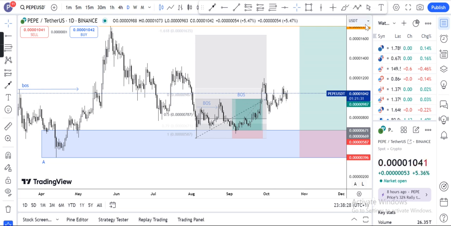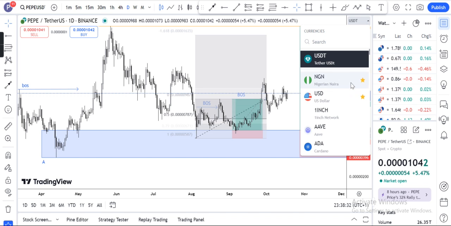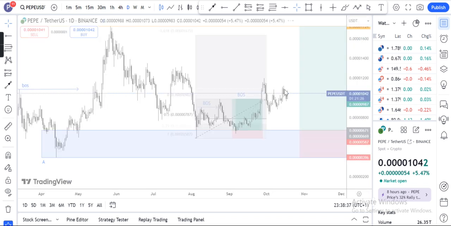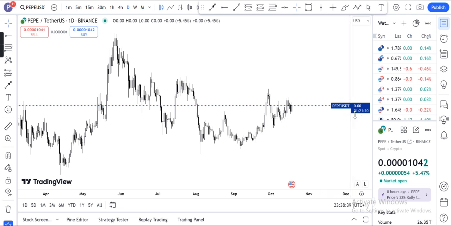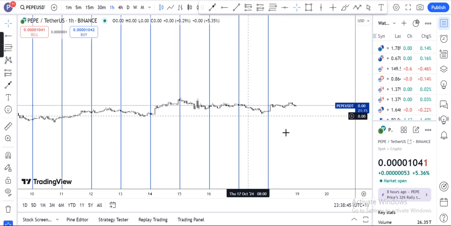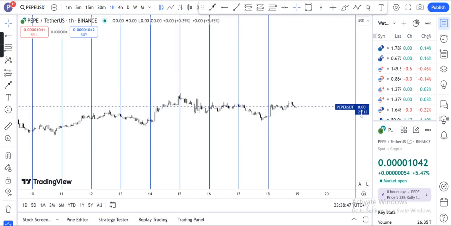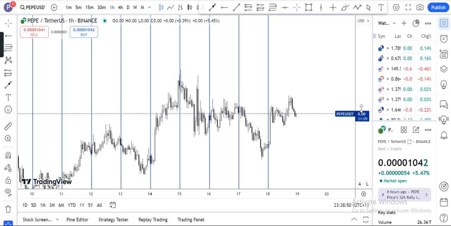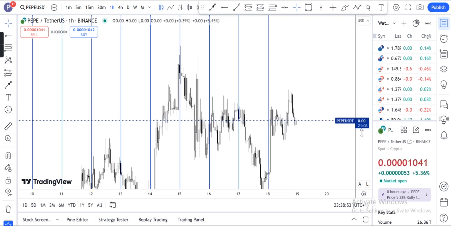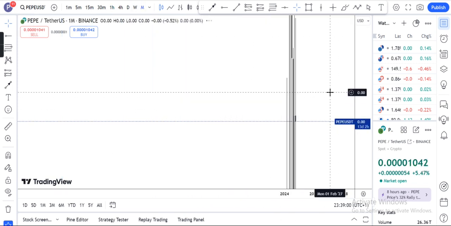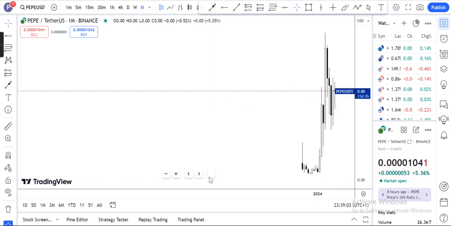Let's see what we have on this section. Dollar, and into dollar, and let's see. So you can see it's not even up to $1. Let's take it to a smaller time frame. So you can see what I'm saying. It's not up to $1. It's about 21 cents basically. I think it's about 21 cents. So that is actually that for the PEPE coin. Let me switch it back to USDT.